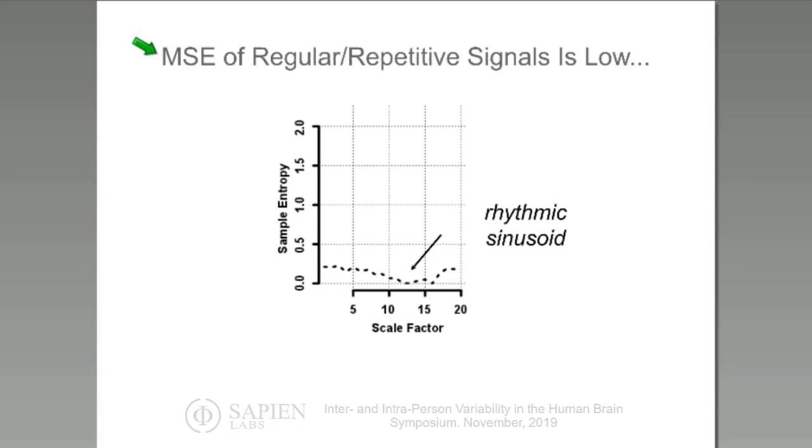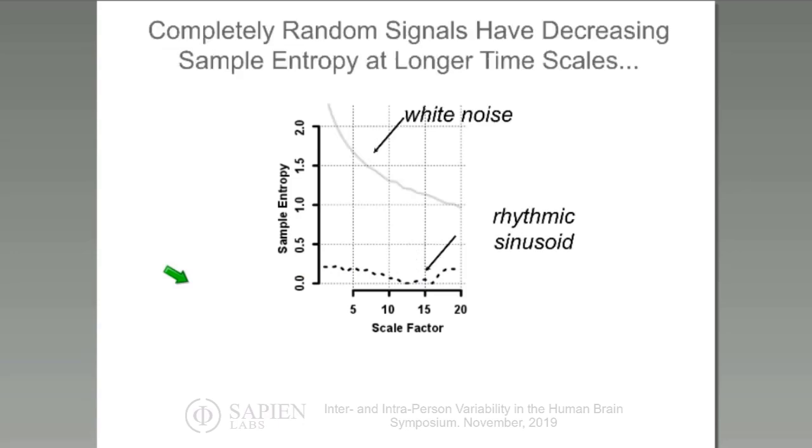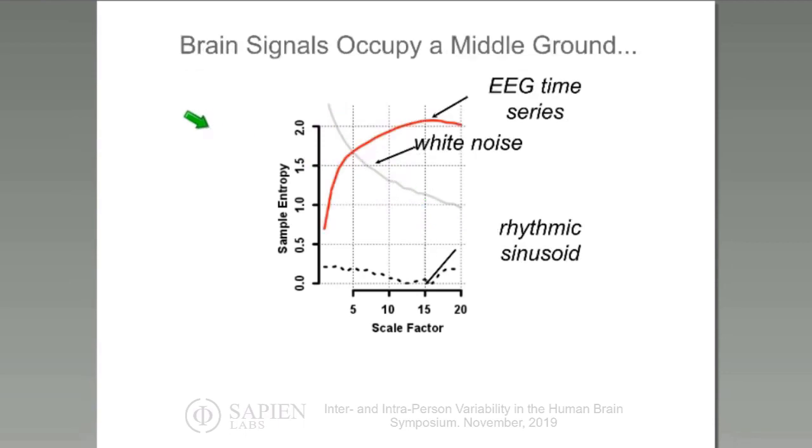So when you look at the multi-scale sample entropy of a regular repetitive signal, something uninteresting like a rhythmic sinusoid, at all time scales it tends to be relatively low. It has a lot of regularity. It's not very unpredictable. You take white noise. White noise is very unpredictable at fine time scales, but the more that you coarse grain or downsample the white noise, the less interesting it becomes, because it basically averages to zero. So it contains less and less information at longer time scales.